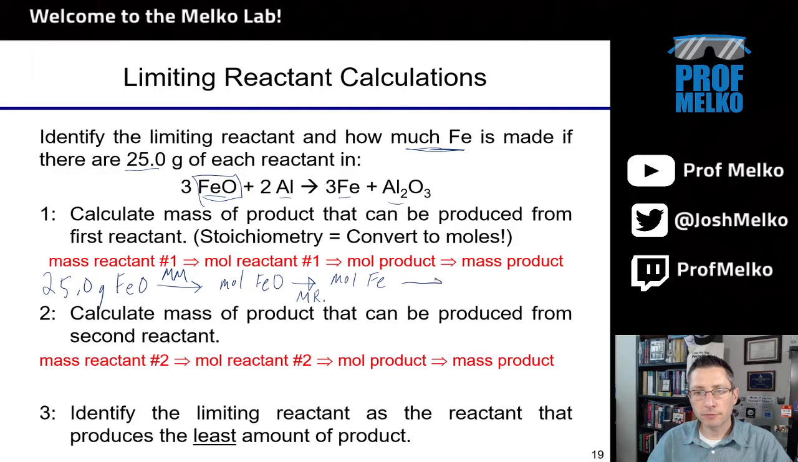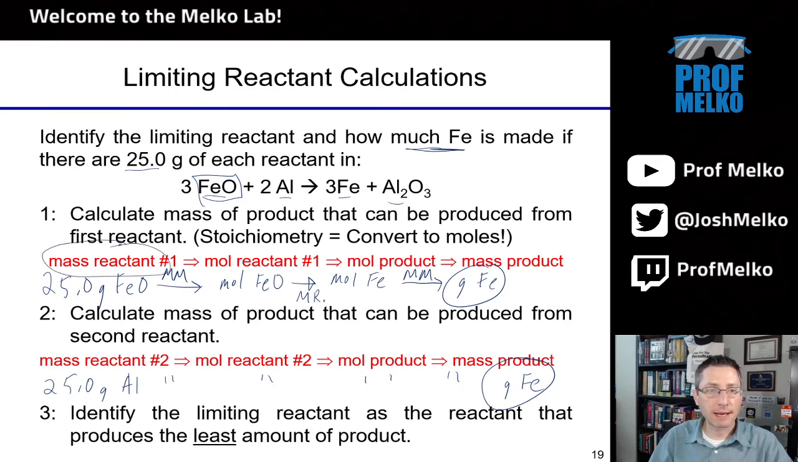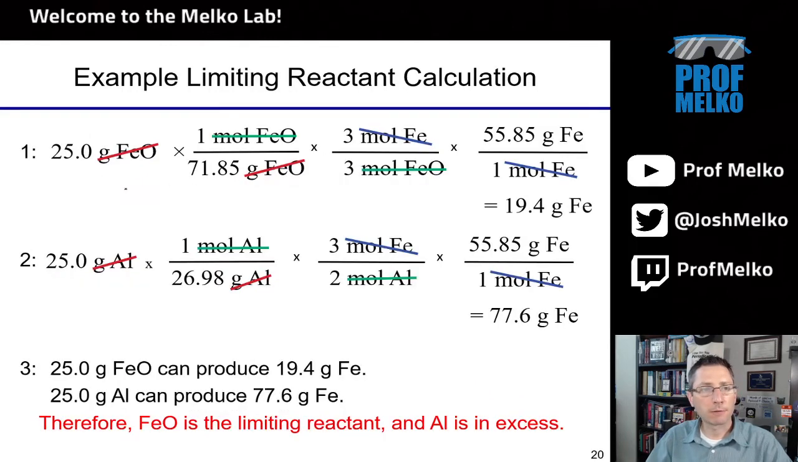Then I'm going to take that moles of iron and use its molar mass to go to the grams of iron. And I'm going to do the same thing down here, except for the other reactant, grams of aluminum, and do the same thing to get to grams of iron. And then I'm going to compare these two numbers, pick the smaller one, that's the actual amount of grams I will make, and the reactant that corresponds to that will be the limiting reactant. But you have to actually go through and calculate these numbers, so that's what I'm showing here.